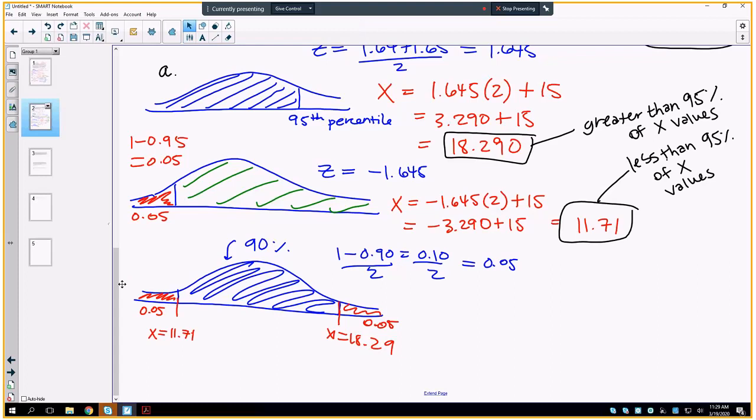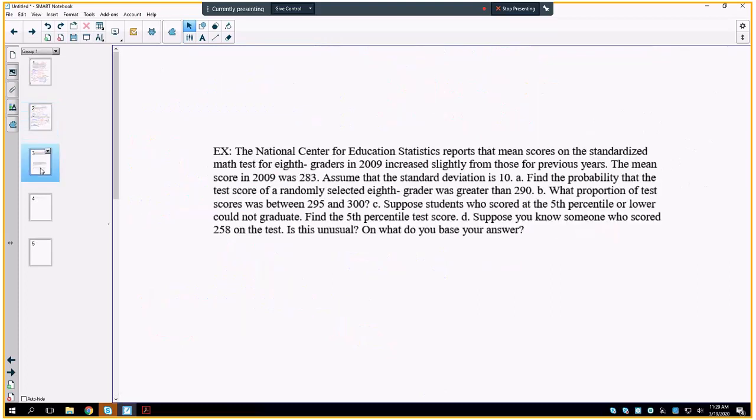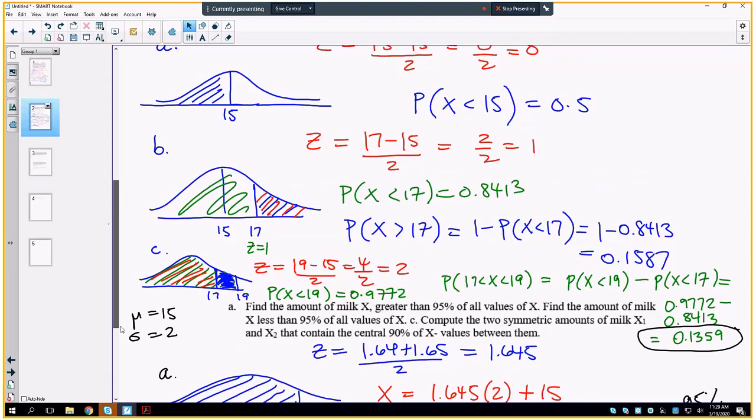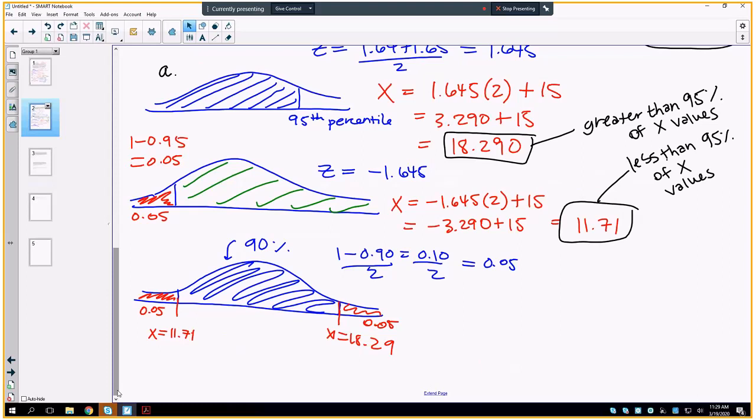Let's see our next question. So let me just do one thing. Let me remind us that this was part B and this was part C. And so our answers for part C are here.